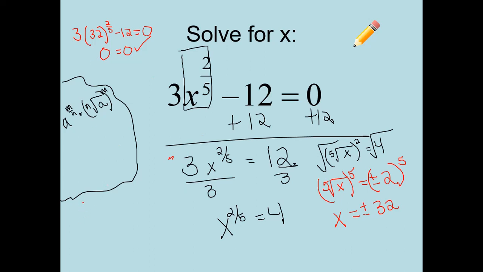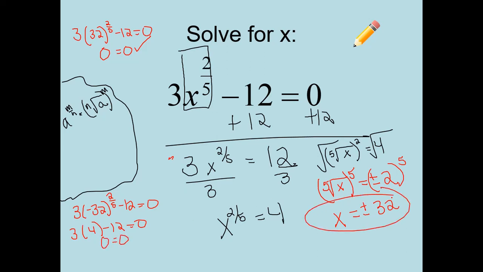Let's double check negative 32. So 3 times negative 32 to the 2/5 minus 12. Make sure that equals 0. So negative 32 to the 2/5 is 4. So 3 times 4 minus 12. Well, 12, that's 12, right? Minus 12, so I get 0 equals 0. So I know that both answers check out in this problem.